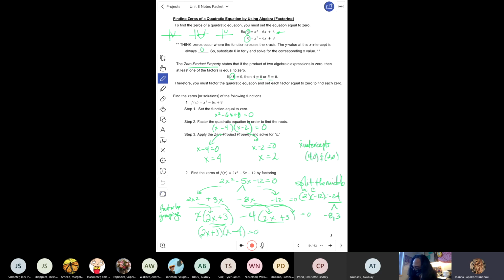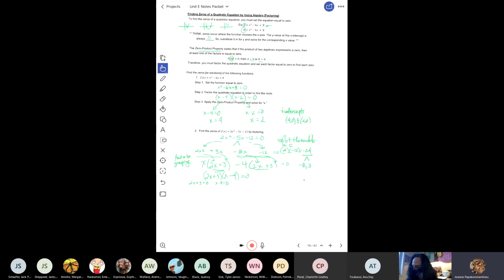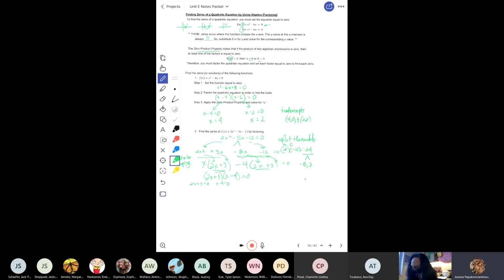I can set each of those equal to 0. And I solve for x in each of them. That's going to give me 2x equals negative 3 and x equals 4. I'm still not done. I have to divide by 2 in the first equation. So I get x equals negative 3 halves and x equals 4. So my solution set is these two values of x.